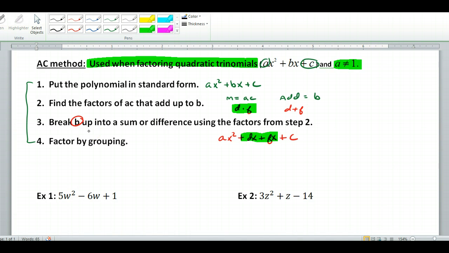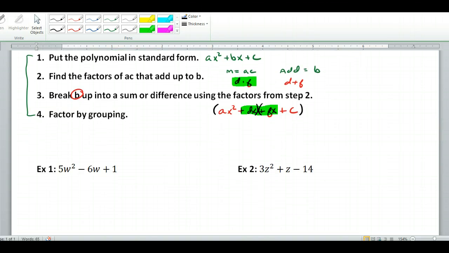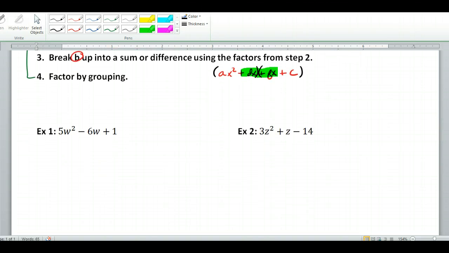Well, yesterday we learned how to factor by grouping. Then the final step here is basically just to go ahead and factor by grouping. Okay, so pretty much every step in this method you guys should already be aware of. So let's take a look at a couple of examples here.